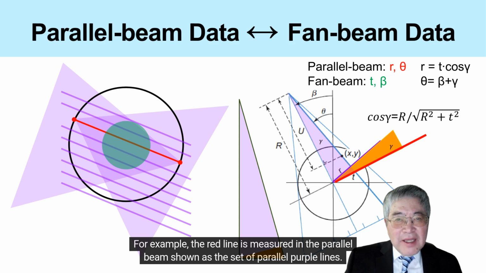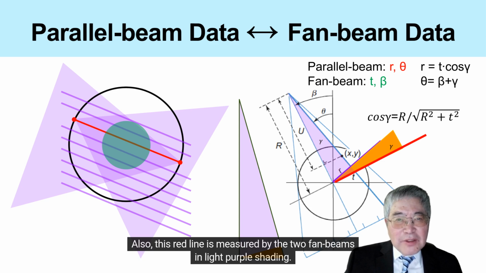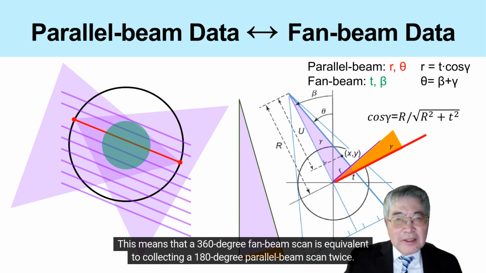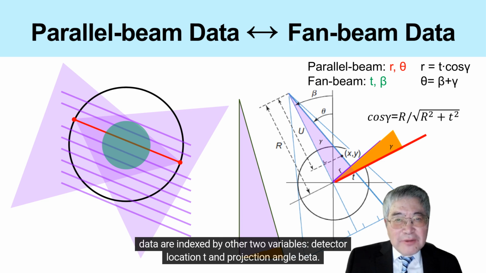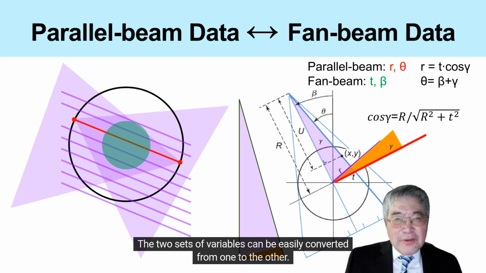For example, the red line is measured in the parallel beam shown as the set of parallel purple lines. Also, this red line is measured by the two fan beams in light purple shading. This means that a 360-degree fan beam scan is equivalent to collecting a 180-degree parallel beam scan twice. While parallel beam data are indexed by two variables, detector location r and projection angle theta, fan beam data are indexed by other two variables, detector location t and projection angle beta. The two sets of variables can be easily converted from one to the other.